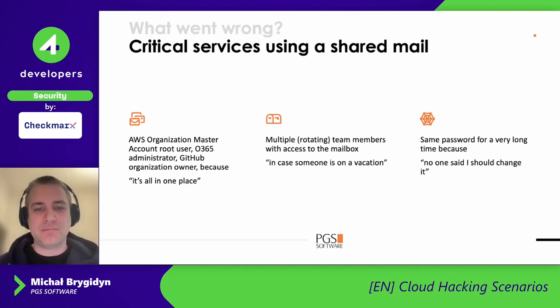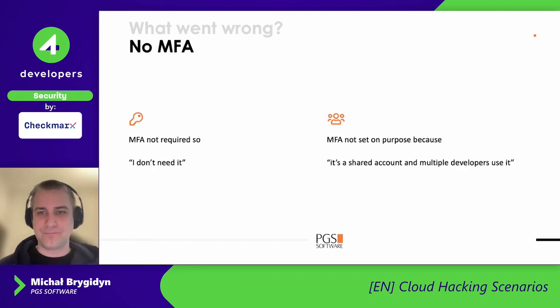Sometimes multiple people use the same email account, and they don't know yet what a distribution list is, so they use a single email account, a single inbox. They share credentials, and in case someone is on vacation, someone else has access to that inbox. And because multiple people are using this, they are not changing the password because someone else is using the same password, and they don't know how to share passwords. So yeah, let's keep this password forever.